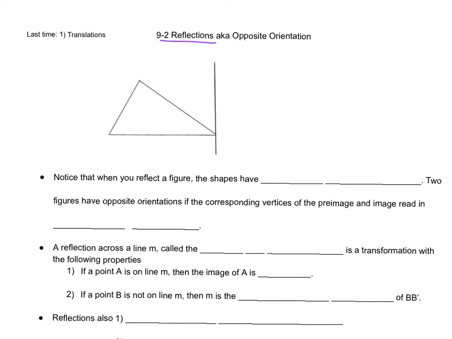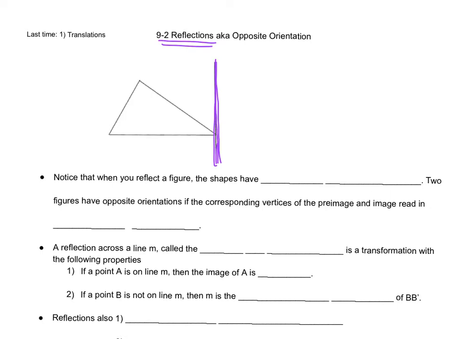All right, so 9.2 is reflections. And the first thing that we're going to talk about with reflections is called opposite orientation. This line right here is a line that we're going to reflect over. You've maybe heard of it as a line of symmetry before, same idea. This is a line of reflection.